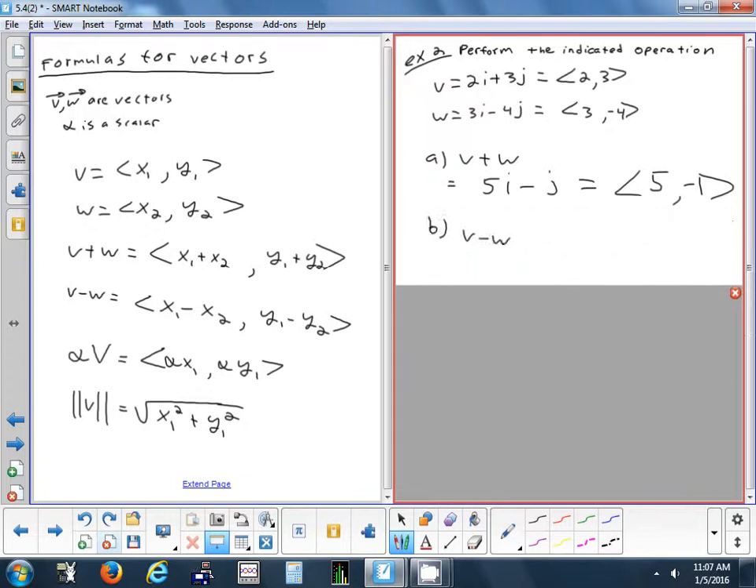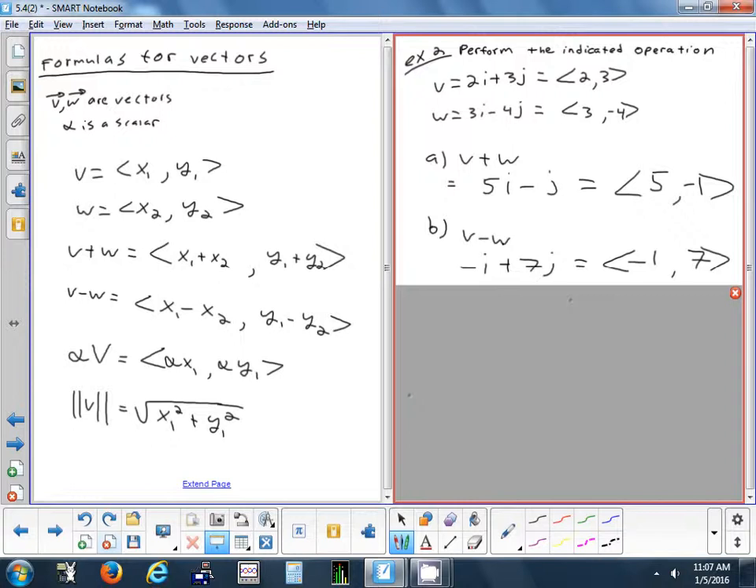Any questions on how we got 5i minus j or 5, negative 1? Right, same two vectors. This time we'll subtract them. Dakota, can you tell me what I get when I do v minus w? Negative i plus 7j, good. 2 minus 3 is negative 1i. 3 minus negative 4 becomes 3 plus 4, or 7j. And can you write it that way as well? Negative 1, 7. Any questions on subtracting?